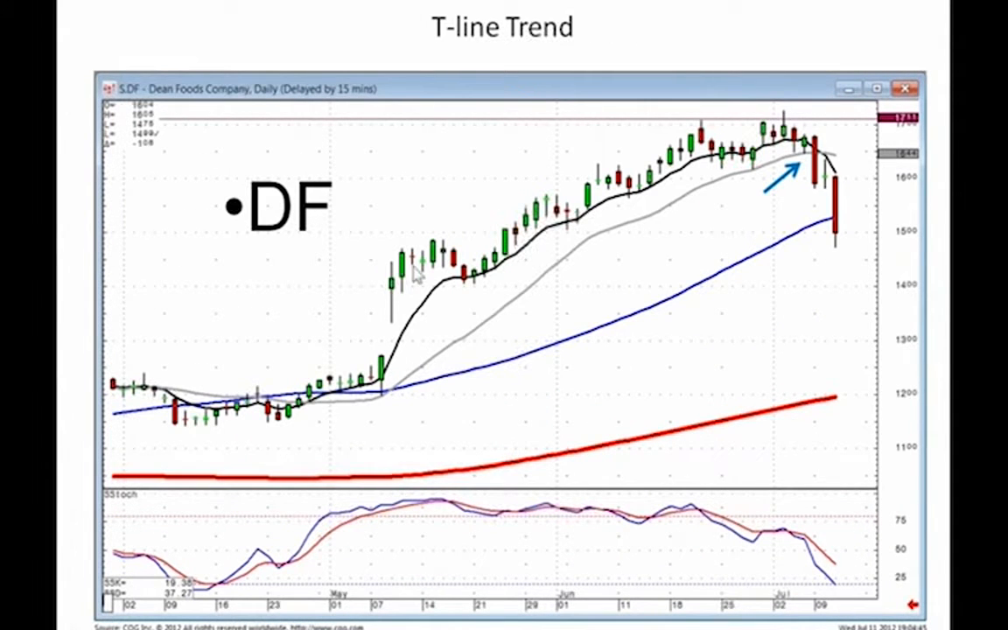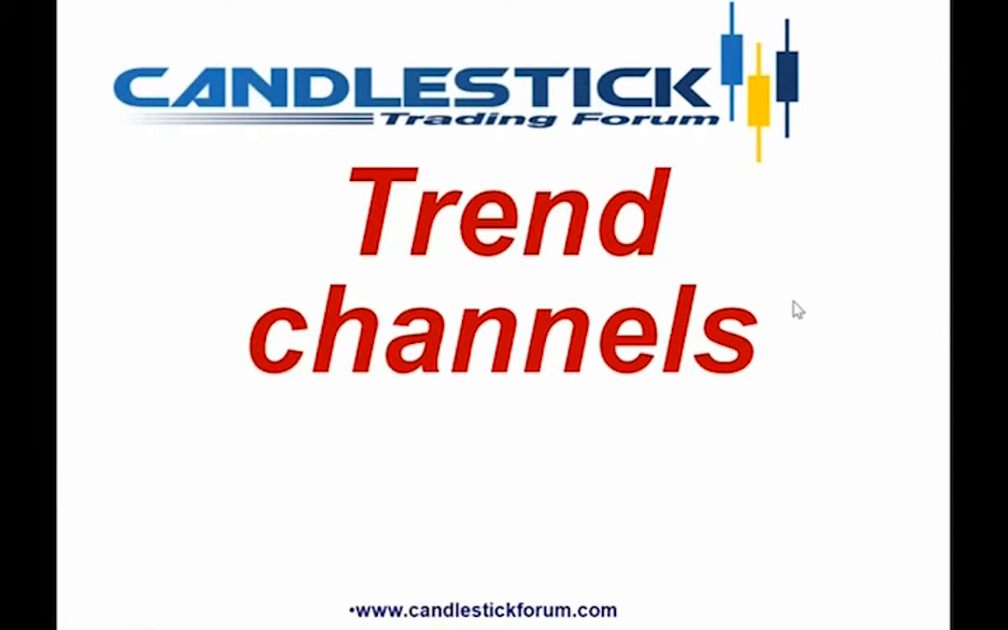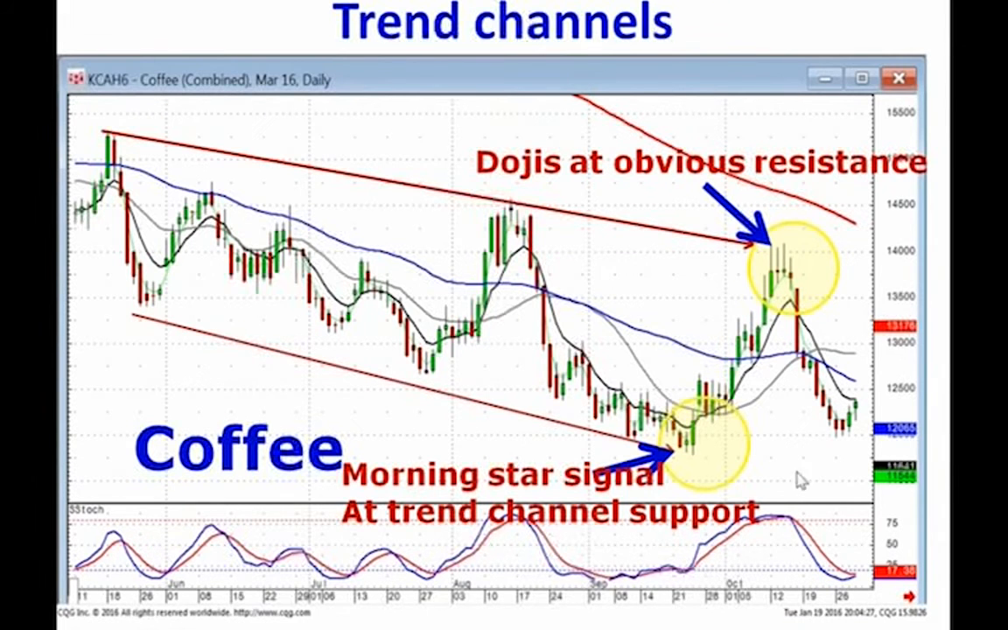So anytime we see a buy signal, we know we can hold until we see that sell signal and a close below the T-line. I've also seen in the past where they advertise using trend channels. Well, it's much more effective doing a trend channel when you use candlestick signals because you can see exactly what's happening at the support and resistance level. So down here at the bottom of this trend channel, we see a morning star signal, a close above the T-line, and our stochastics are down here in the oversold area.